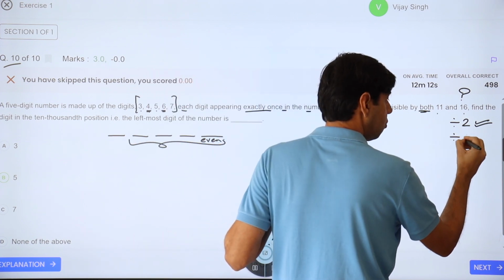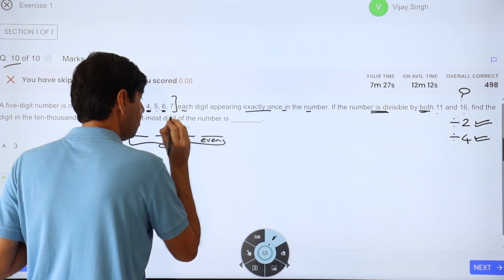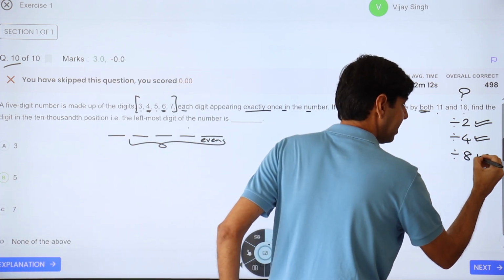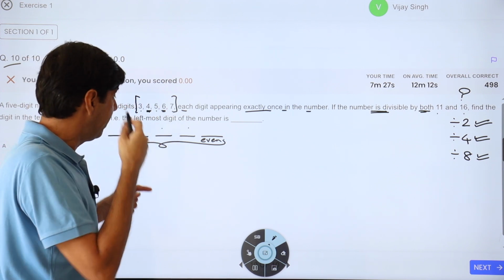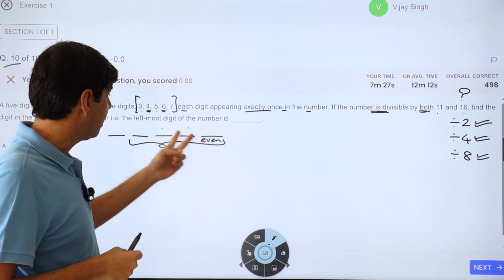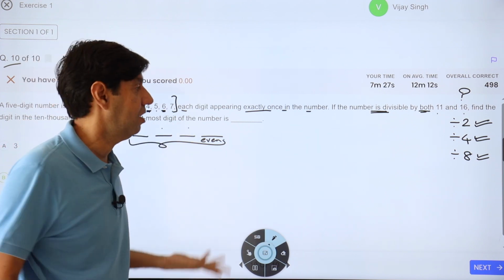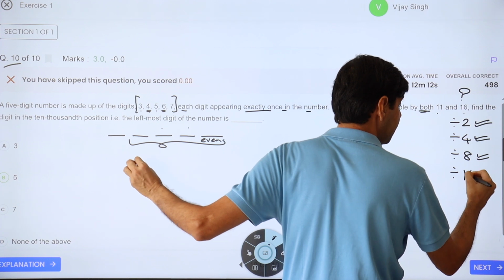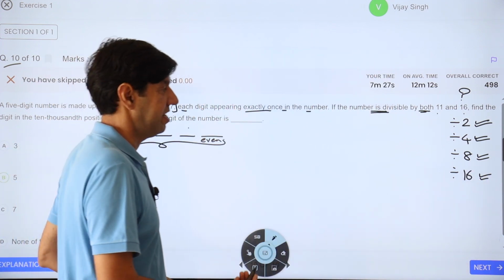Then it should also be divisible by 4, so I can try to put in the tens position also. Then it should also be divisible by 8, so I can try to put in the hundreds position also. But then there are branching outs that happen, 4 or a 6. Similarly, there could be further branching outs. So I do not know. And the moment I reach 16, it becomes a little lengthy division. Yeah, it's not very easy.